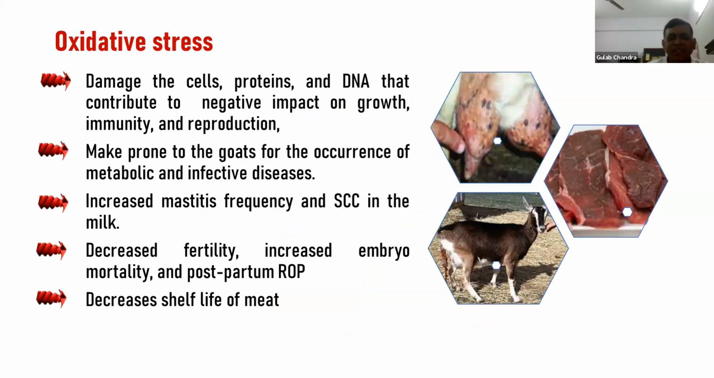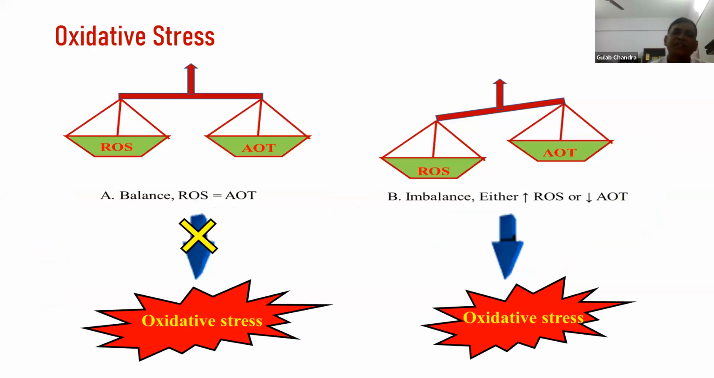Oxidative stress increases mastitis and somatic cell count in the milk, decreases fertility, and increases embryo mortality and postpartum retained placenta. It not only decreases the shelf life of meat, but also decreases the shelf life of milk. Then what is oxidative stress?